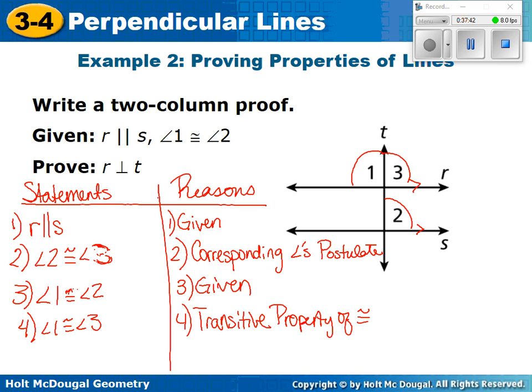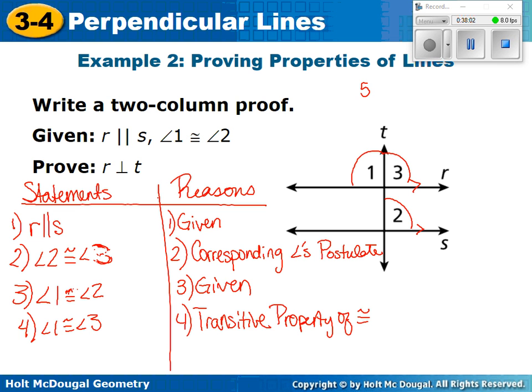Okay, so we have this one. We have a pair of angles that are congruent. We just proved that 1 and 3 are congruent. And what kind of angles are 1 and 3? They're forming a linear pair. Everybody agree? Have we written that in our proof, though? No, you have to have in your proof that they form a linear pair. So we have to add that.